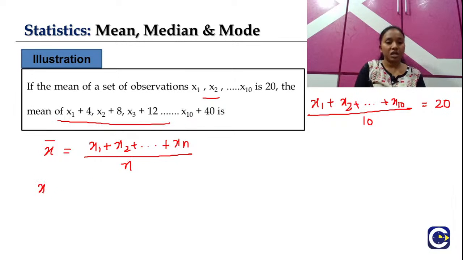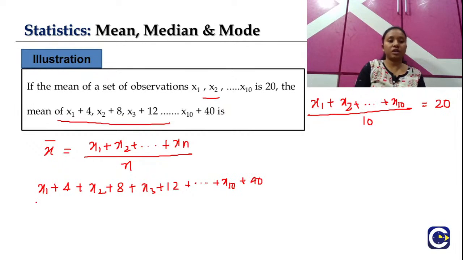So now we have to find the mean of the following. That means x1 plus 4, x2 plus 8, x3 plus 12 and so on until x10 plus 40. Again here 10 terms. So here we are having 10 terms. So that's what we have to find.